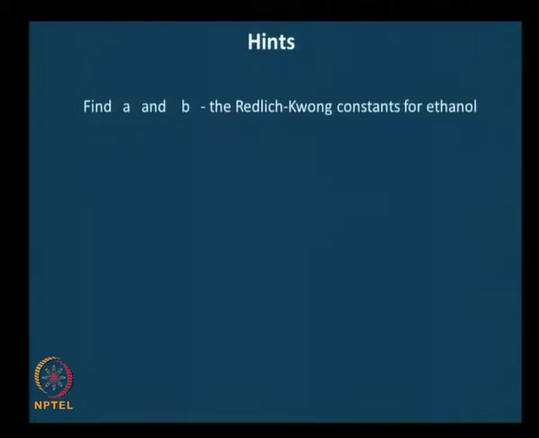The first hint is we are going to use the Redlich-Kwong equation of state, and therefore we definitely need the Redlich-Kwong constants A and B, but for ethanol. How are you going to find that out? I will give you 5 minutes to think about it. Go ahead, please.